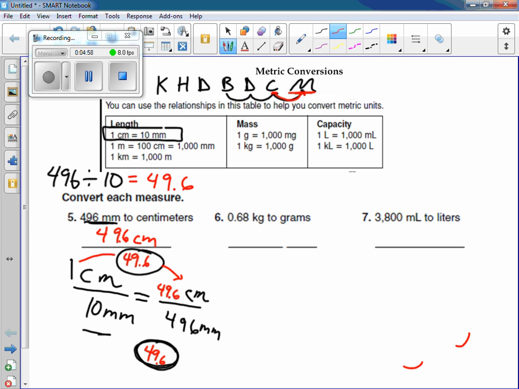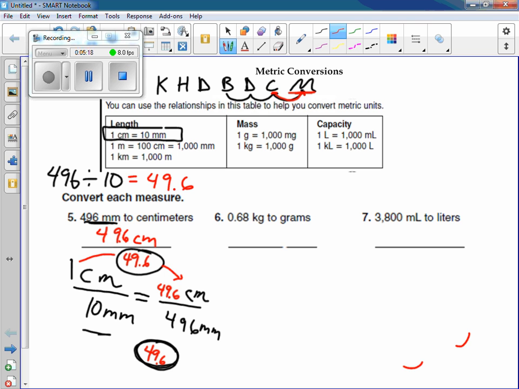1 centimeter is 10 millimeters. If we want to know how many centimeters 496 millimeters is, the answer is 49 6/10 just by using that conversion piece. So I'm going to show you a couple other ways here. We're going to be moving on to mass here and talking about kilograms and grams.